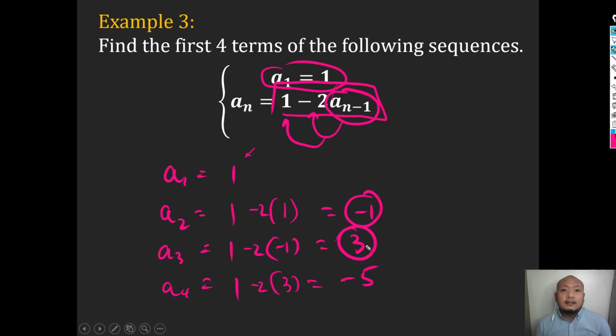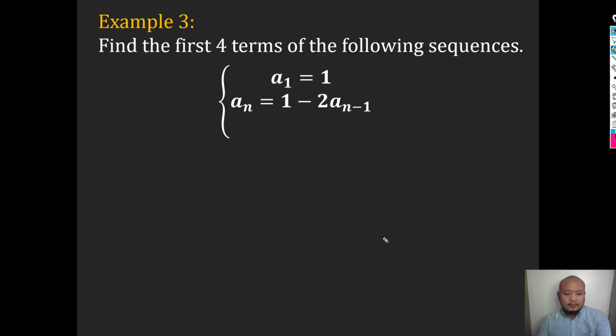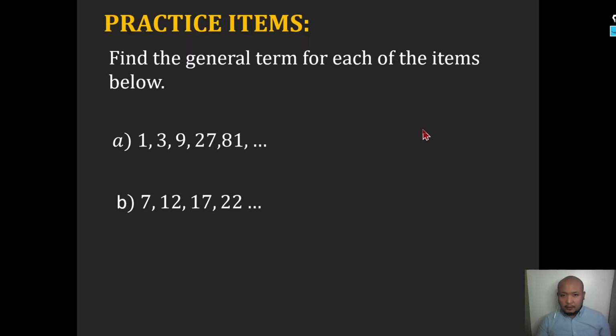Diba? Simple lang. Gagawin natin sa ating recursive formula. No? Simple lang. You just pick the previous term and then apply the rule in terms of obtaining the succeeding terms. Ano? It's very, very simple. Right? So that's 1. Negative 1, 3, negative 5. Again, you can pause and go back if you need to. Recursive formula, there you go.